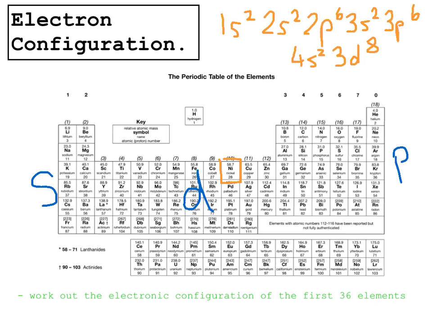Now, you can write the 3d orbitals before the 4s if you want to, but it doesn't really matter, you won't lose marks either way. If you write the 4s first or the 3d first, it doesn't matter.